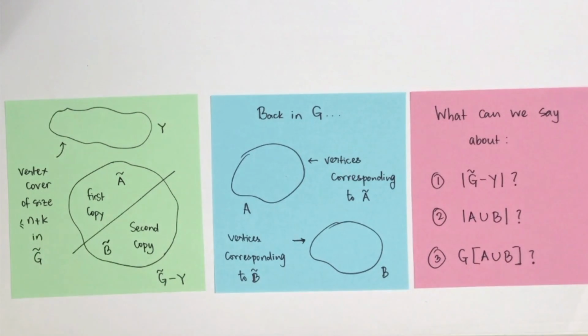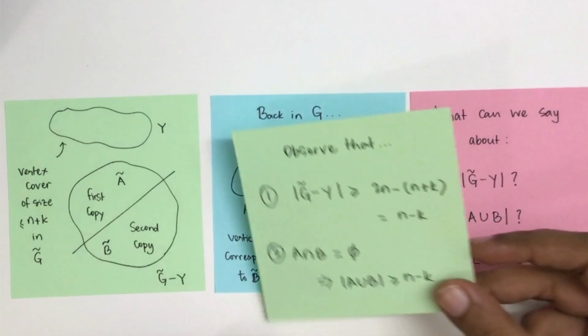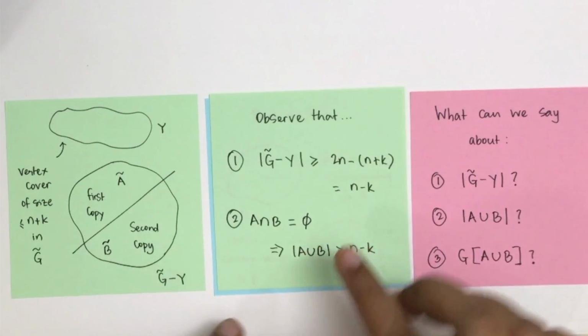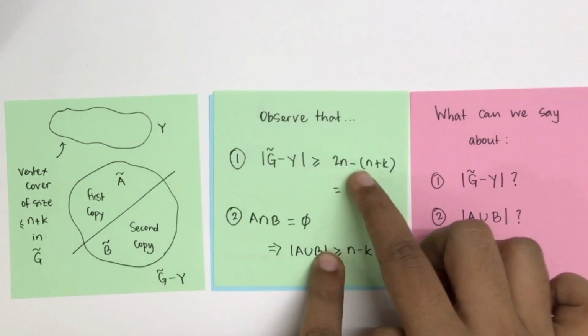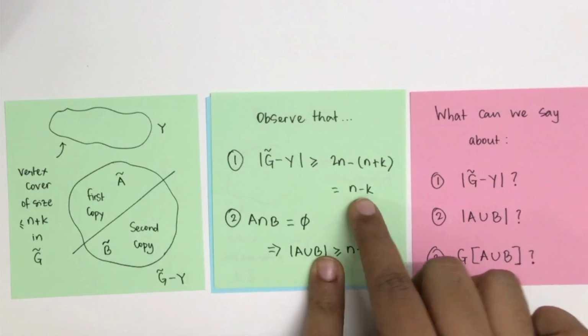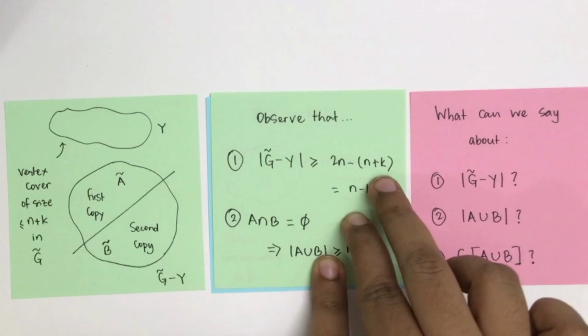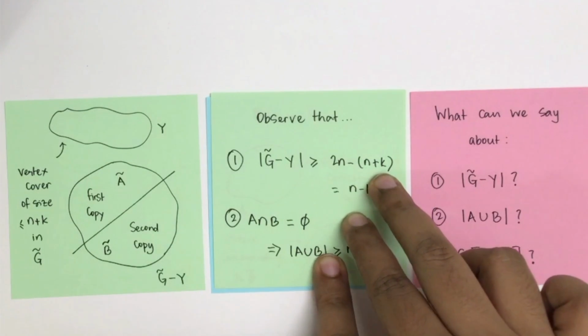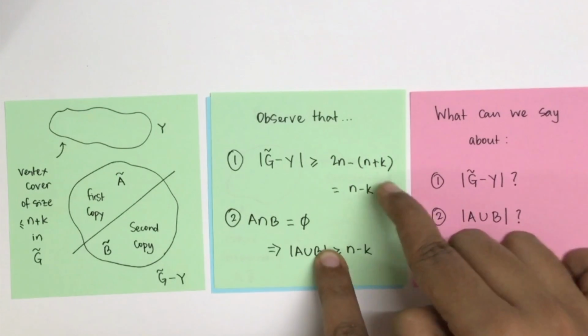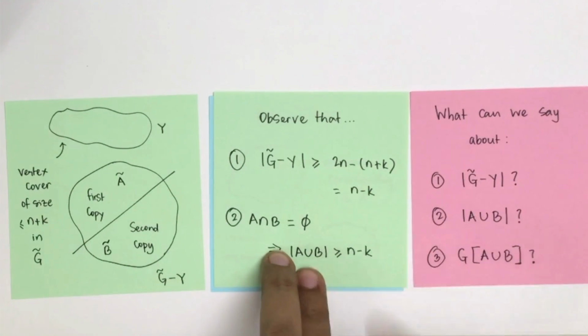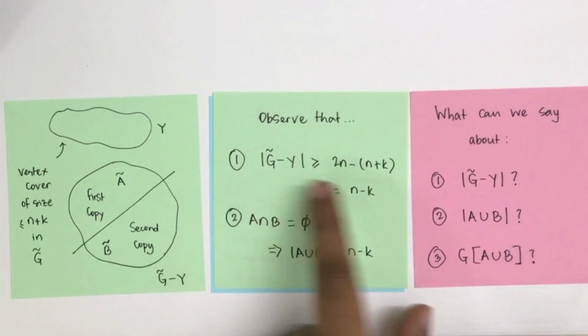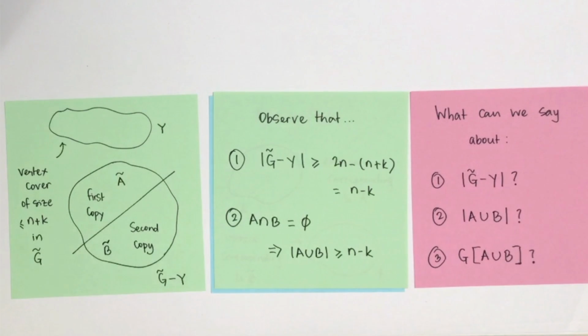Alright, so what is the size of G tilde minus y? We know that G tilde altogether has 2n vertices, and the size of y is at most n plus k. So when we subtract at most n plus k vertices from 2n, we are left with at least n minus k vertices. So the size of G tilde minus y is at least n minus k.